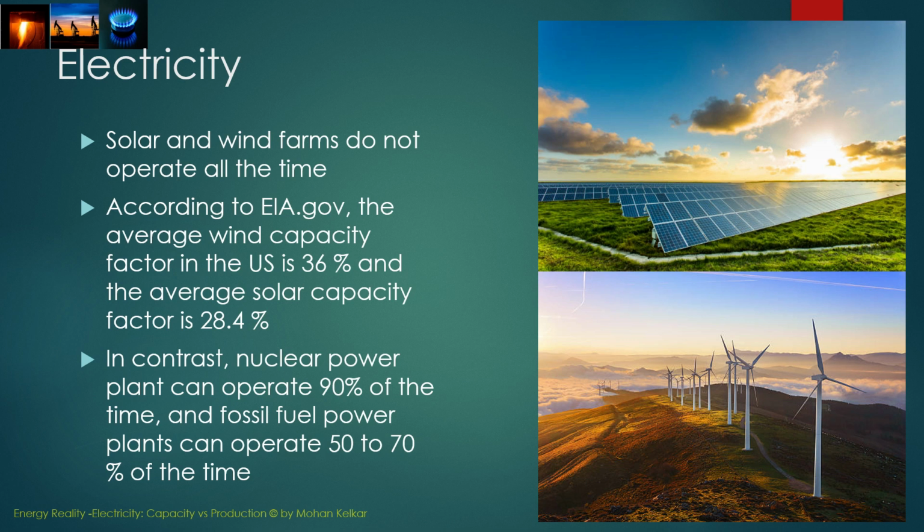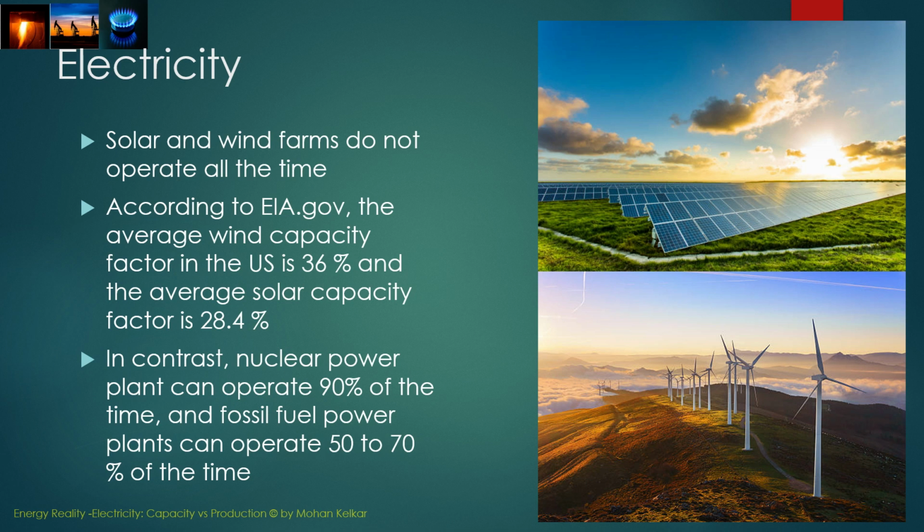The sun will not shine all the time and the wind doesn't blow all the time. According to EIA.gov, the average wind capacity factor in the US is about 36%, and the average solar capacity factor is 28.4%, whereas nuclear power plants can run 90% of the time, and the fossil fuel power plants can run between 50 to 70% of the time.